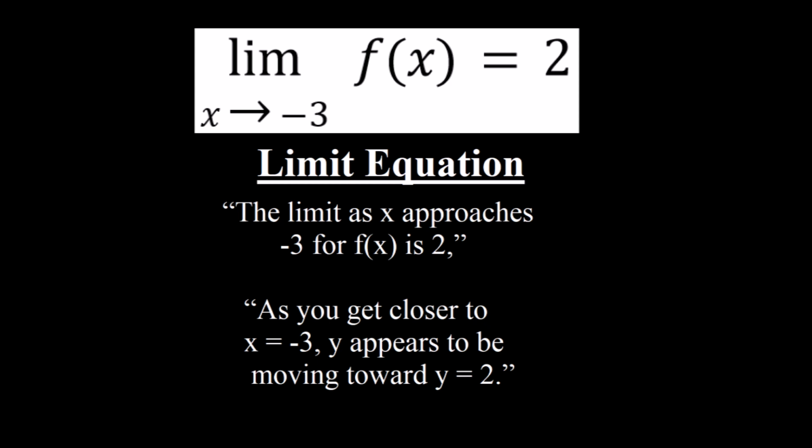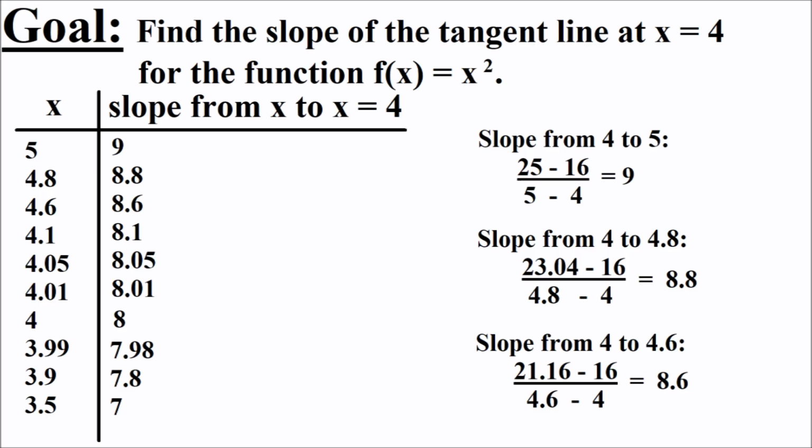This is the true power of a limit, giving us an answer for something that is technically not there. Going back to our tangent line example now, we know that the slope of x squared at 4 appears to be 8, but we can't prove that with just the slope formula. Rather, we will need the limit of a slope formula.